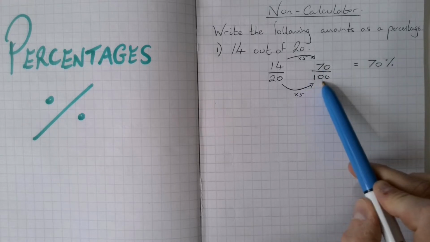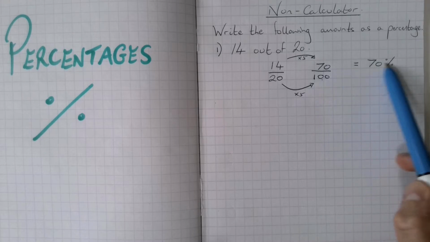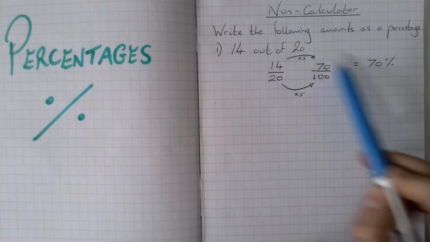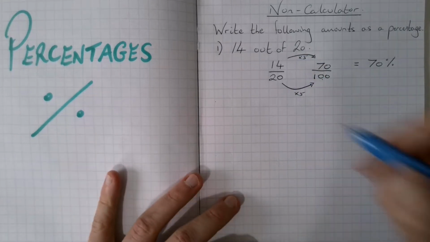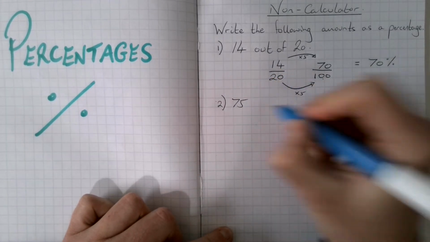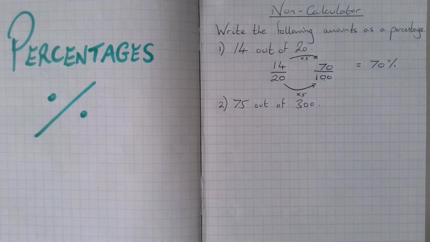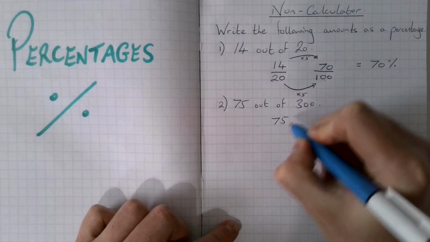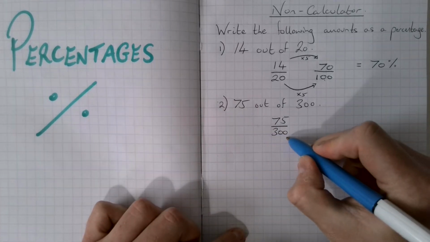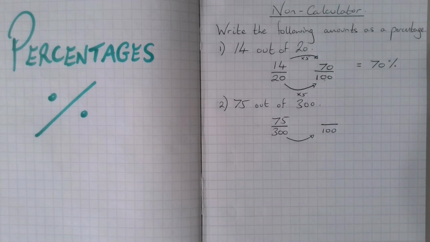So as soon as we've got a fraction with 100 on the bottom, then whatever my numerator is, that's the percentage. So I could say that 14 is 70% of 20. Okay, example number 2, let's do 75 out of 300. So the first thing I'm going to do is write 75 out of 300 as a fraction, and I want to get to a fraction where I've got 100 on the bottom.